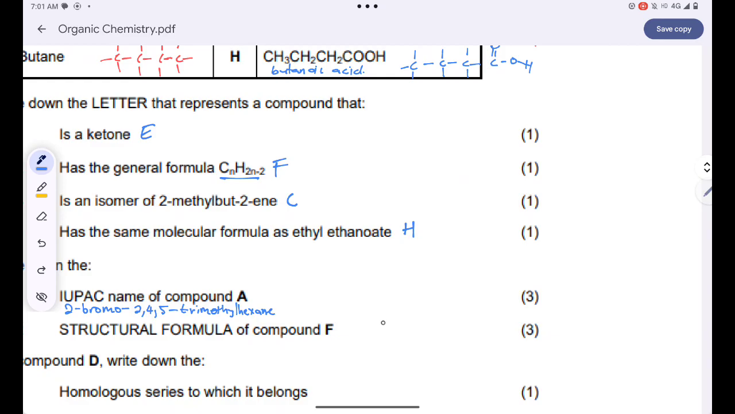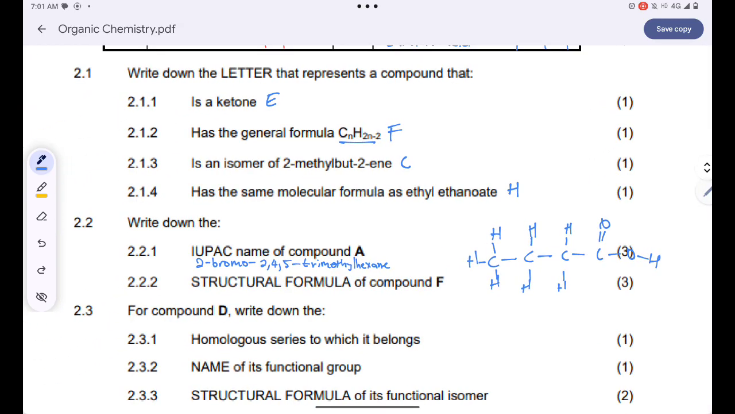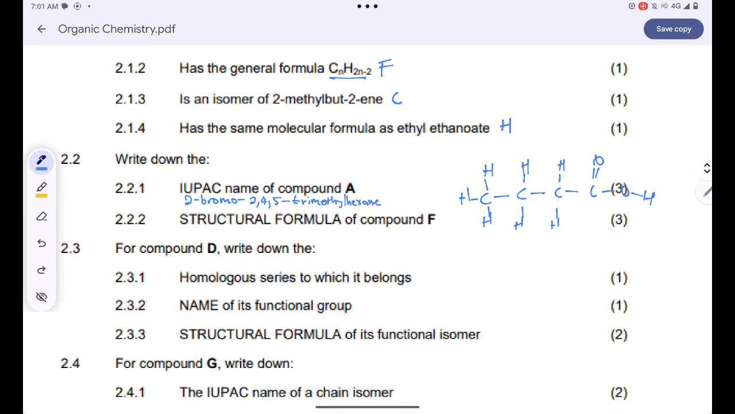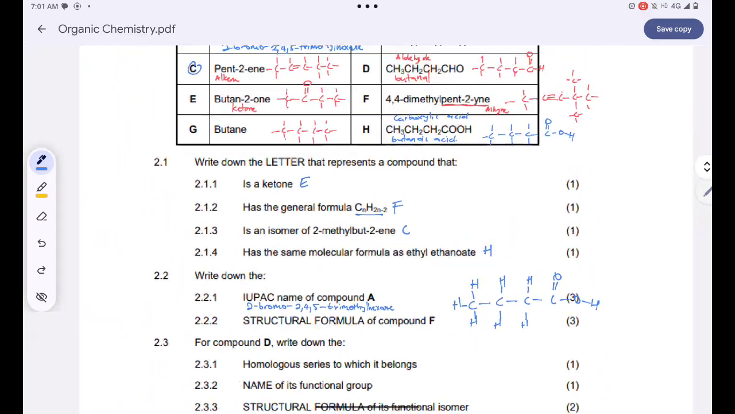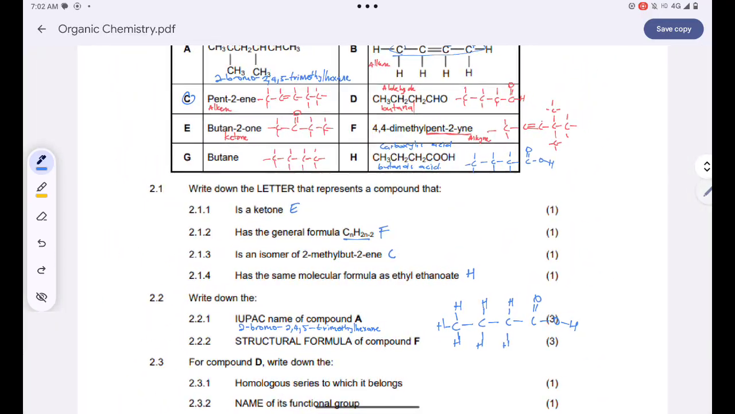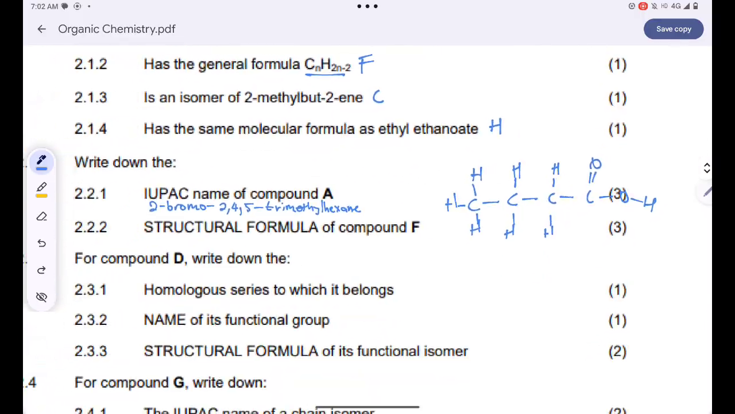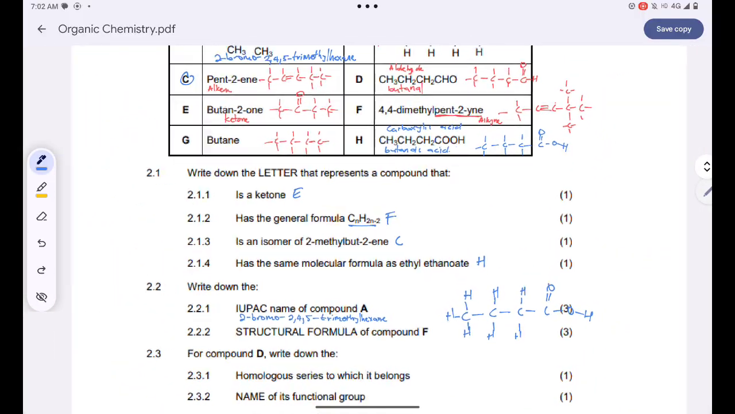Already did that. It will be like this: CH3, CH2, another CH2, and then a carbon with a double bond O. This will be the structural formula of our butanoic acid over there. Then 2.3, we are focusing on compound D. What is compound D? Compound D is an aldehyde, okay, and its IUPAC name is butanal.